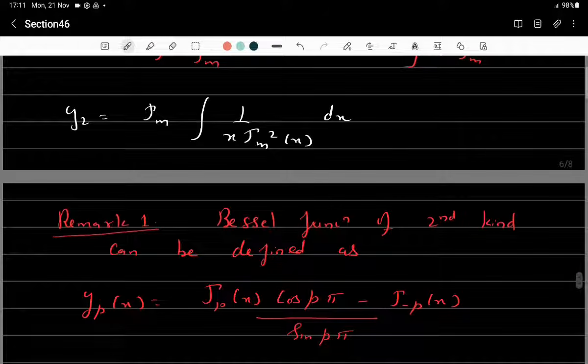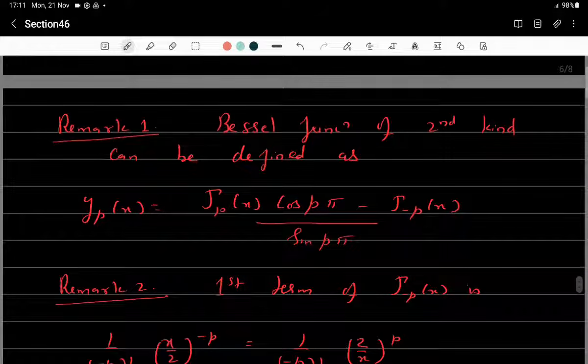This is a quick remark which is given in the book, that I am not going into the detail, we do not discuss it. We found that the Bessel function of the second kind, when p is an integer and when p is not an integer, comes out to be different. If I have to define both the cases using one term, then I can say that Y_p(x) is J_p(x) cos(p pi) minus J_{-p}(x) sin(p pi). If you want to see the detail, you can see it in the book, but we are not discussing it.